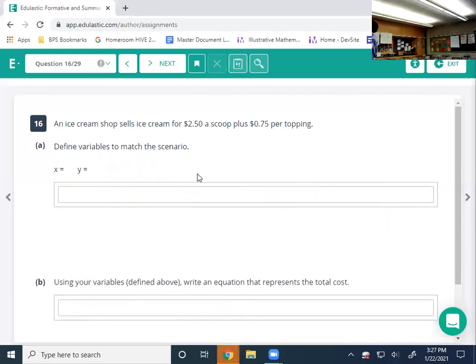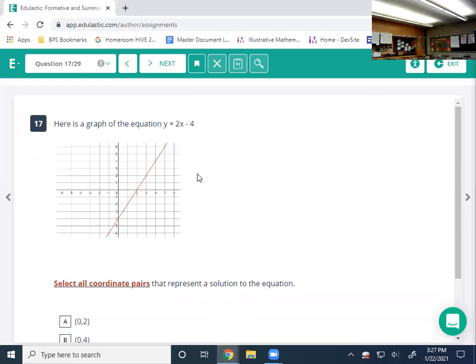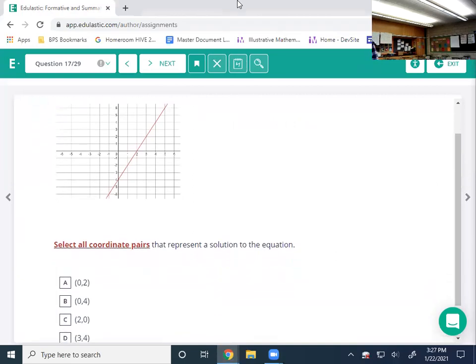Now let's take a look at number 17. Let me just move my book forward because I want to make sure that I'm giving you the correct answers. Here is the equation, y equals 2x minus 4. Select all the coordinates that represent a solution to the equation.